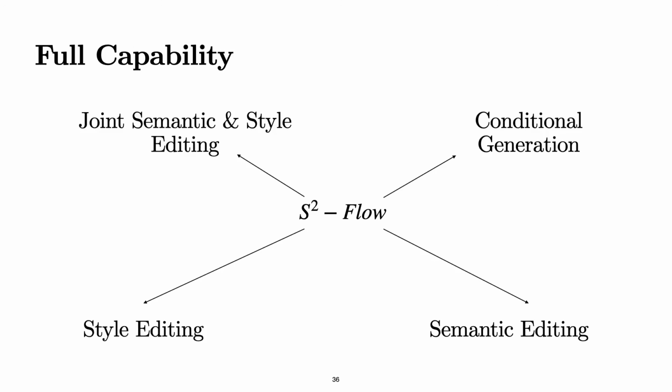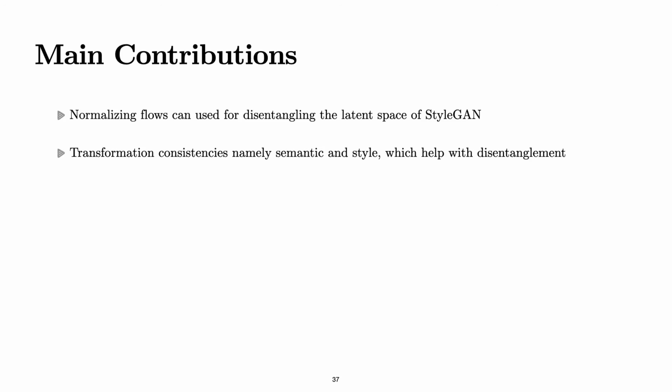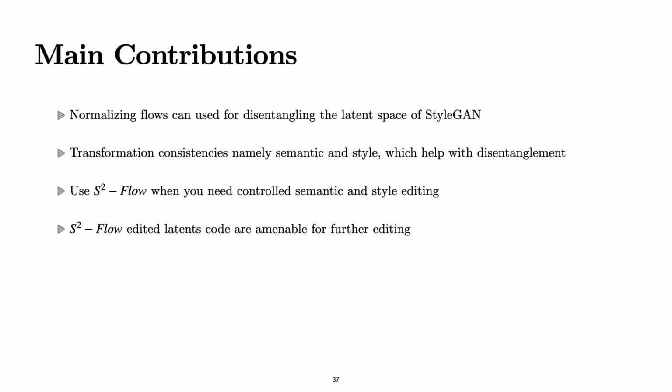In summary, we introduce a new editing framework called S2Flow which enables controlled edits in semantic and style space. We achieve this by disentangling a pre-trained GAN's latent space. Here are the main contributions of our work. Normalizing flows can be used for the task of disentangling the latent space. We introduce transformation-based consistencies that help in disentangling the latent space. Our model is one of the first to offer controlled style and semantic edits. Finally, our model's edited latent vectors are amenable to further edits and can be used by other editing methods.